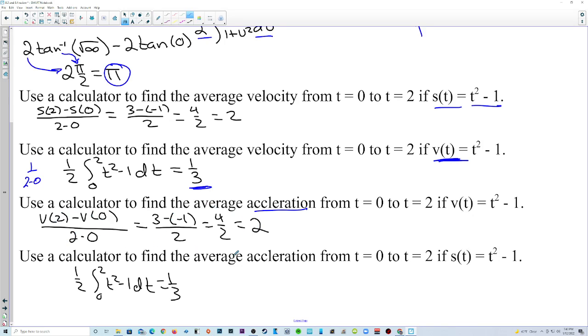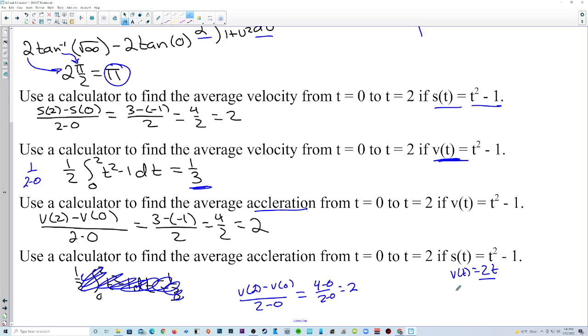Use the calculator to find the average acceleration if s of t is equal to t squared minus 1. And this answer is actually not correct. Let's get the velocity. V of t is 2t, and now we want v of 2 minus v of 0 over 2 minus 0 to find the average acceleration. Now if I plug 2 into this, we get 4 minus 0 over 2 minus 0. That's going to be an answer of 2.